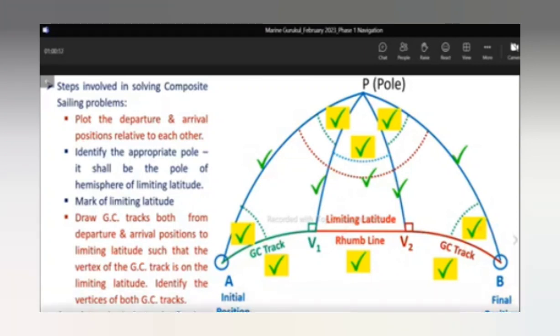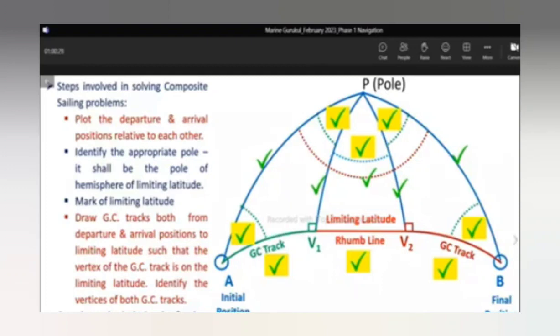Okay, beta. Now you have the summary of the total procedure right from beginning to end. This is what we will be following in a normal composite sailing question. So any doubt coming at any stage, beta, please share with me.